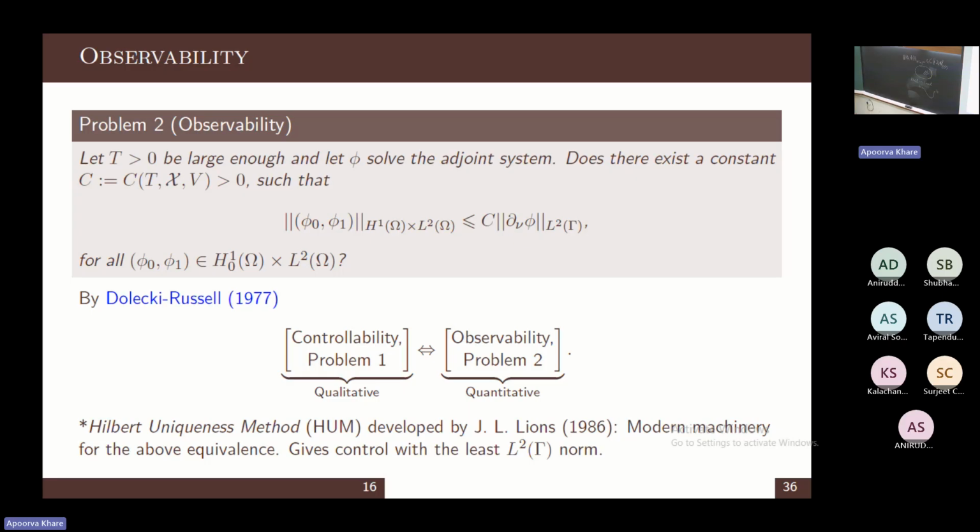And the control that you get from using the HUM method by Lions is actually the control with the least norm. So this ties to the notion of cost of controllability, and cost is not just financial; it can be anything depending on what the system is. Sometimes it could be finance, other times it could be time of controllability. It's up to you how you define it. So whatever control you get from the HUM method is actually the one with the least L2 norm.